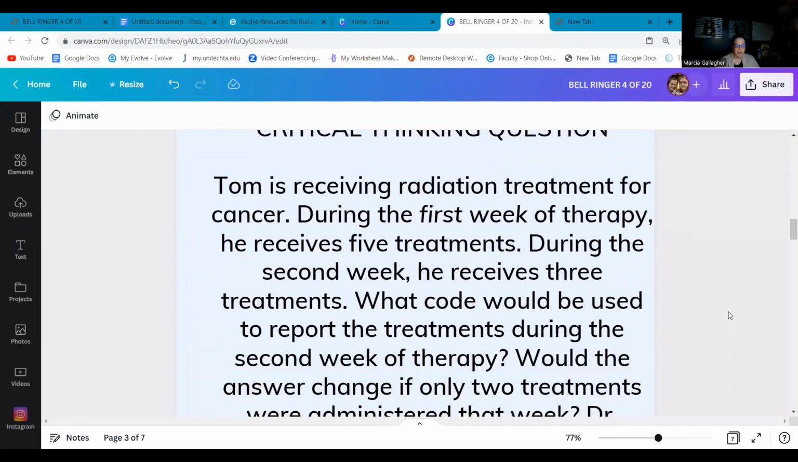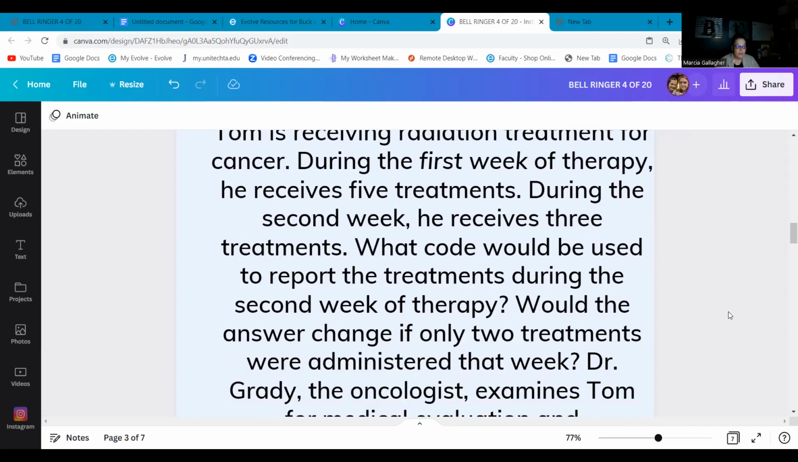Tom is receiving radiation therapy for cancer. During the very first week of therapy, he receives 5 treatments. Let's remember that. During the first week, he receives 5 treatments. During the second week, he receives 3 treatments. First week, 5, second week, 3. What code would be used to report the treatments during the second week of therapy? Would the answer change if only 2 treatments were administered that week?